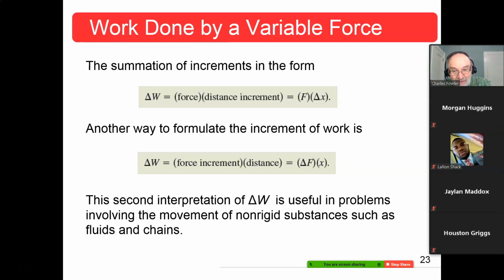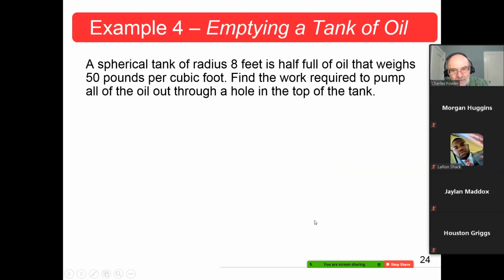But I witnessed the delta F times X. Okay, the change of length. So that's for non-rigid substances. Also works with fluids. In fact, we'll be working mostly with fluids.